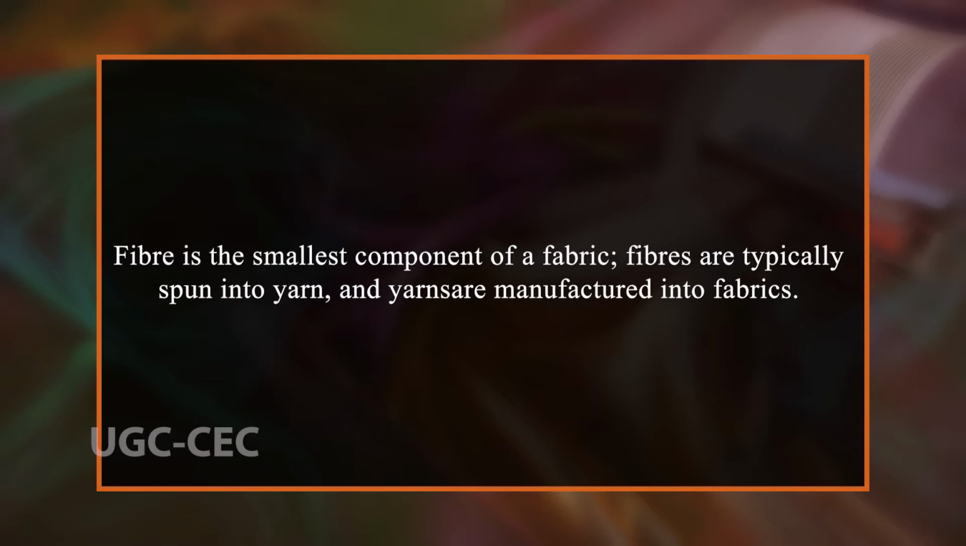Fiber is the smallest component of a fabric. Fibers are typically spun into yarn, and yarns are manufactured into fabrics. Fiber has a hair-like appearance and a higher length to width ratio. The sources of fibers may be natural, synthetic, or both. The techniques of felting and bonding directly transform fibers into fabric. In other cases, yarns are manipulated with different fabric manufacturing systems to produce various fabric constructions.